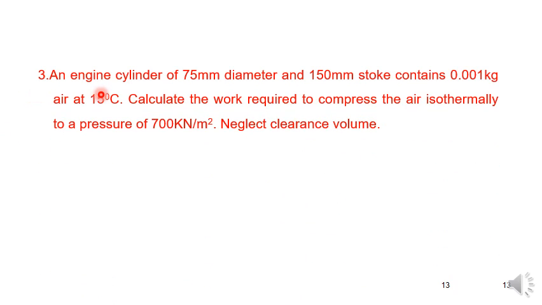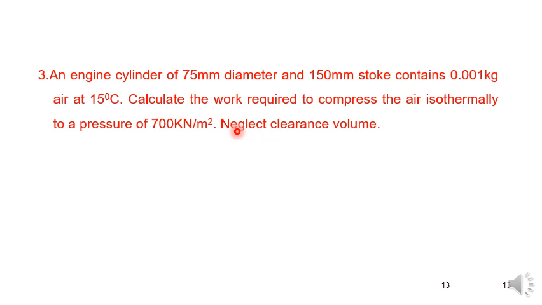An engine cylinder of 75 mm diameter and 150 mm stroke contains 0.01 kg of air at 15 degrees centigrade. Calculate the work required to compress the air isothermally to a pressure of 700 kilonewton per meter square. Neglect clearance volume.